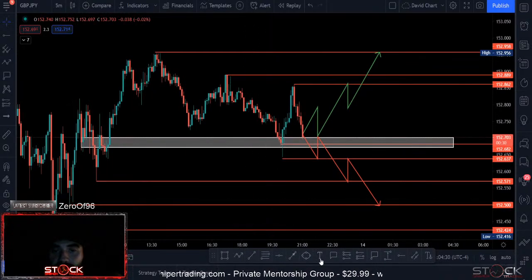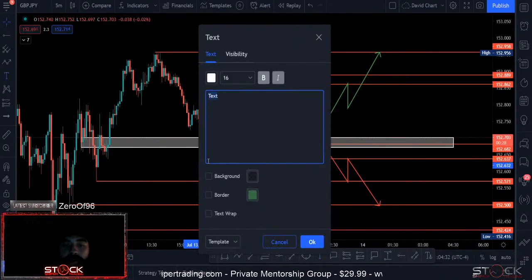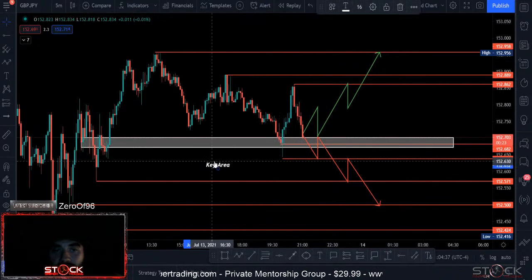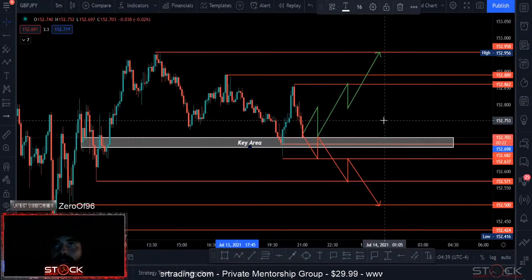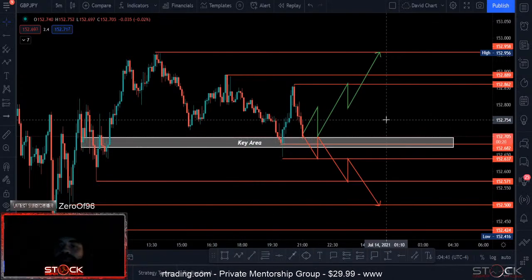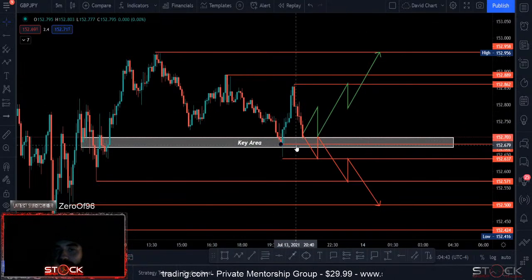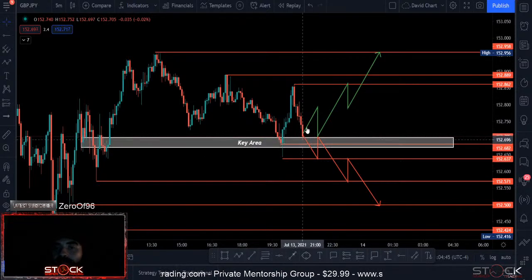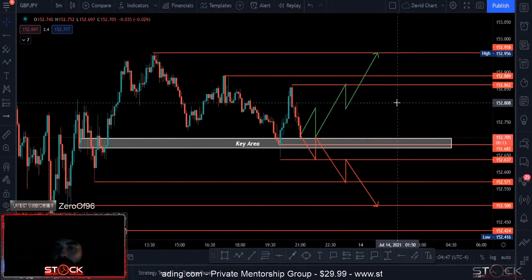This is a key area right here, right around in there. So watch, if it starts to break down here, guys, this is what we're looking for. If it starts to break to the upside, that's what we're looking for there.